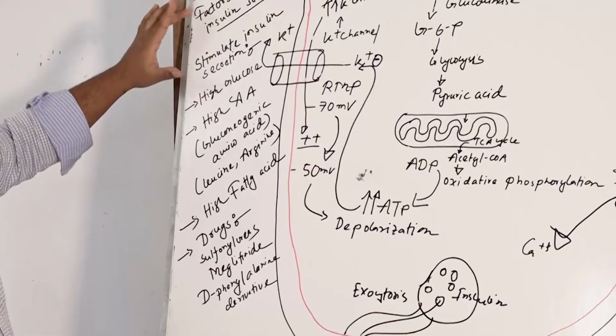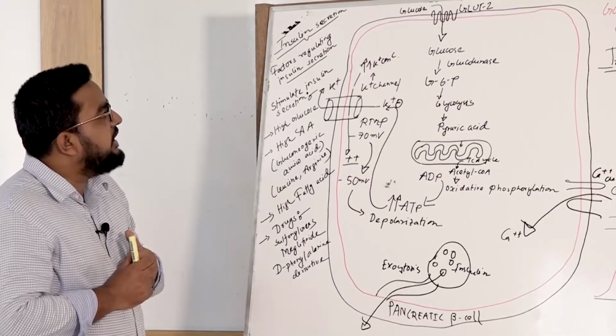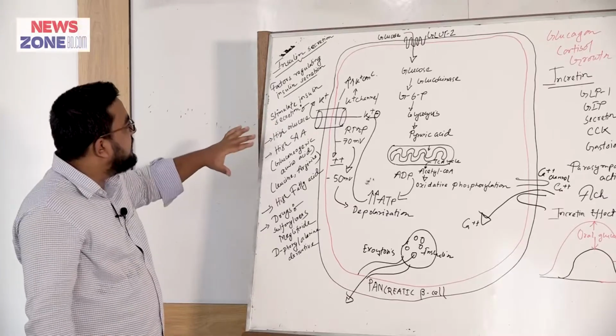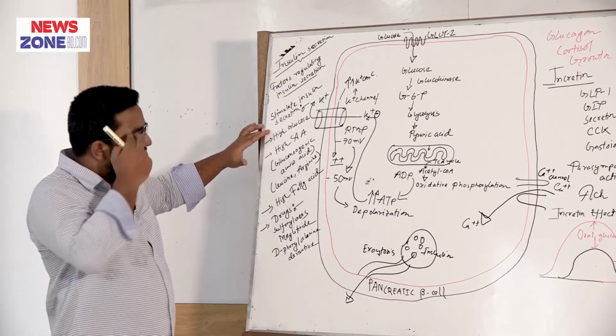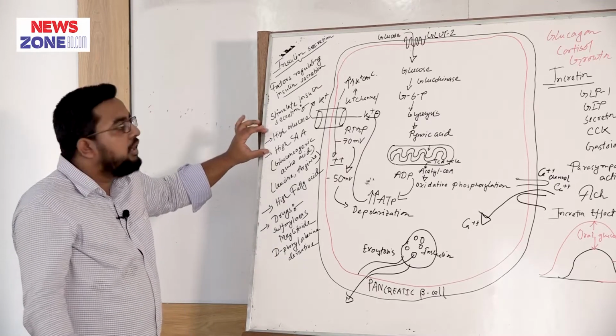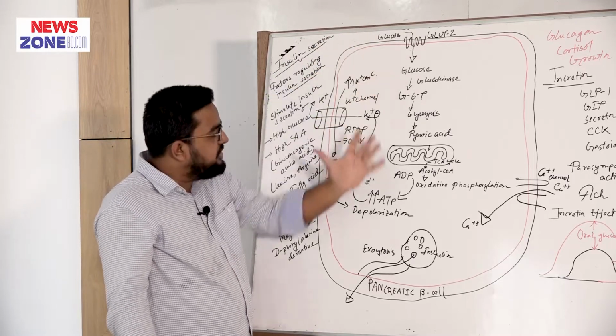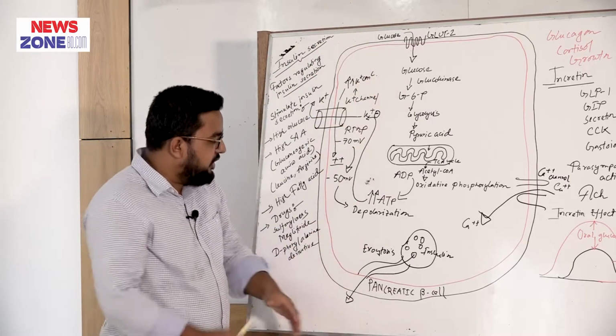Now we discuss the factors regulating insulin secretion. When we take in high glucose, the high glucose enters the pancreatic beta cell, and through this mechanism the insulin released will be high.